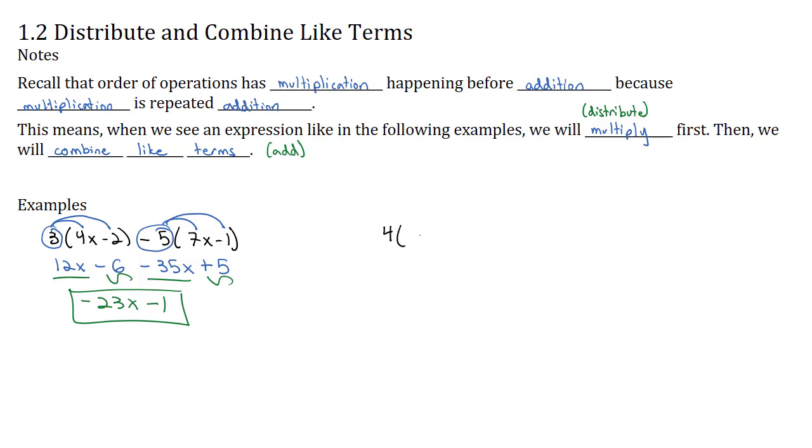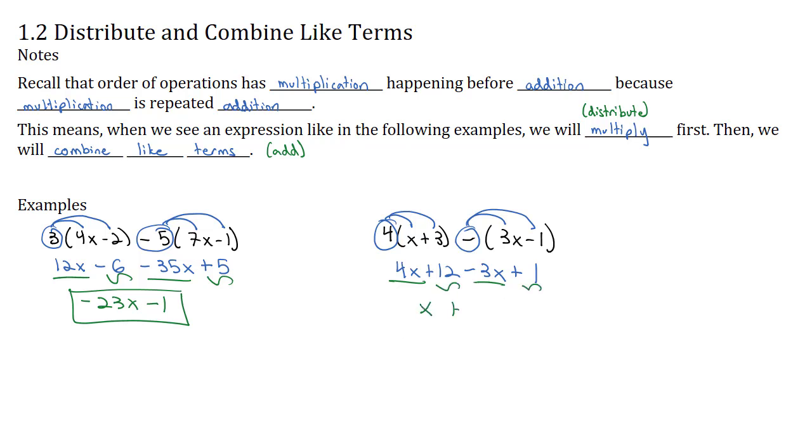Let's do 4 times x plus 3 minus 3 times x minus 1. Very similar. We're going to start by multiplying or distributing with that number out front. That's going to get multiplied by both terms, giving us 4x plus 12. For the second half, there's that little negative sign. That negative sign has to distribute through the entire parentheses as well. So a negative 3x and a negative negative 1 makes it a positive 1. And then we go back and combine like terms. 4x minus 3x is just x, and 12 plus 1 is plus 13, giving us our solution.